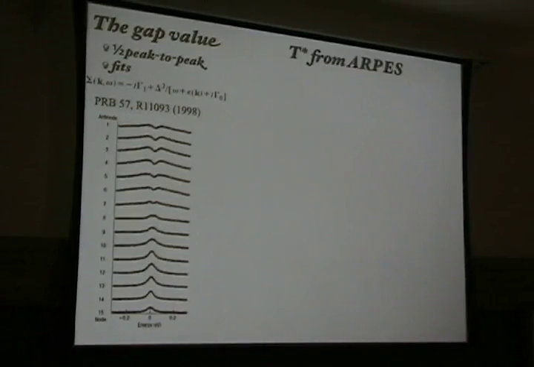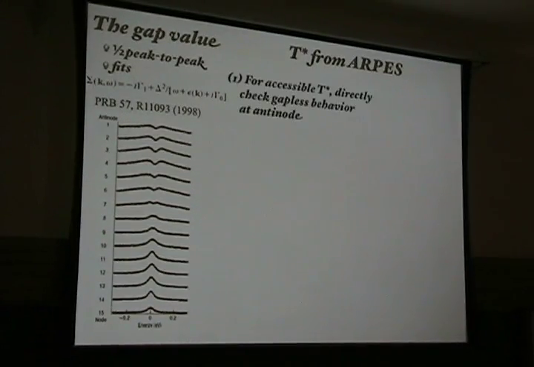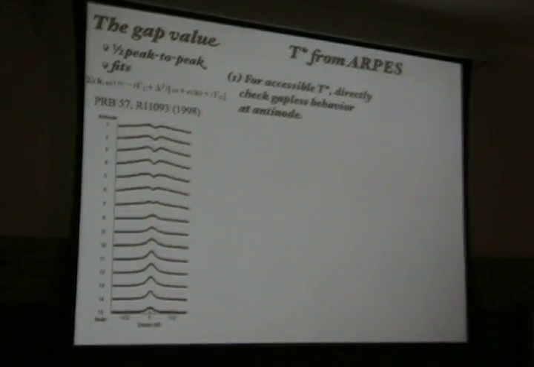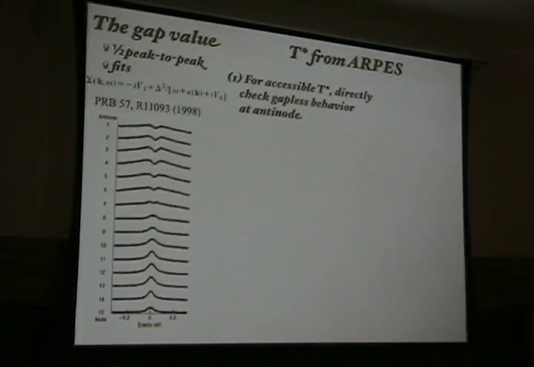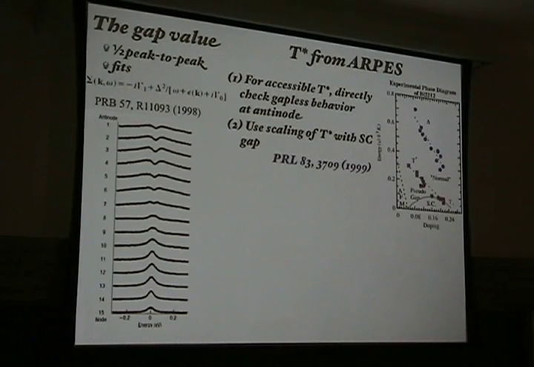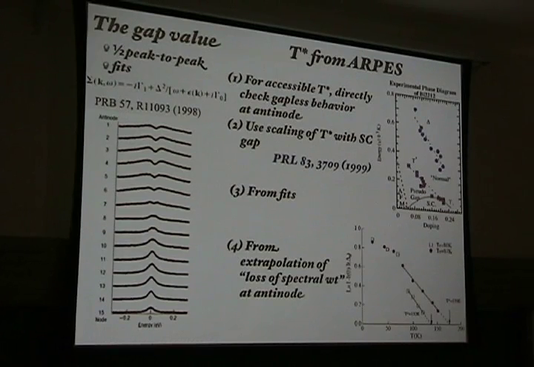It's very easy. Okay, so we get a T star from ARPES by checking where this spectral weight comes back, to zero, where L becomes zero. So there's many measures of how big the pseudogap is. You can measure the pseudogap with respect to the superconducting gap. You can measure when L goes to zero. And you can do some fits.